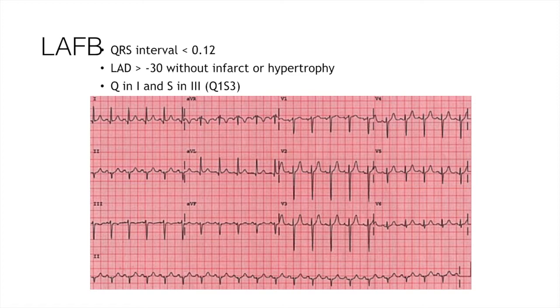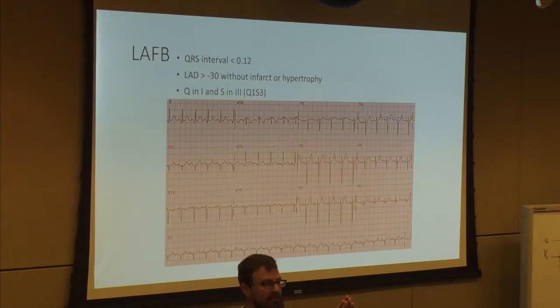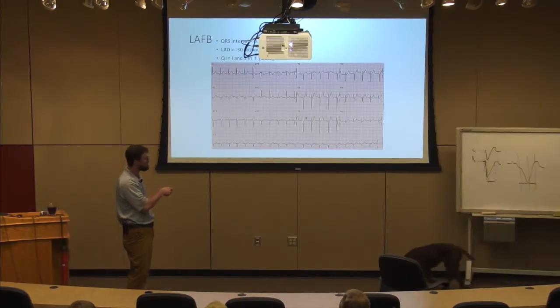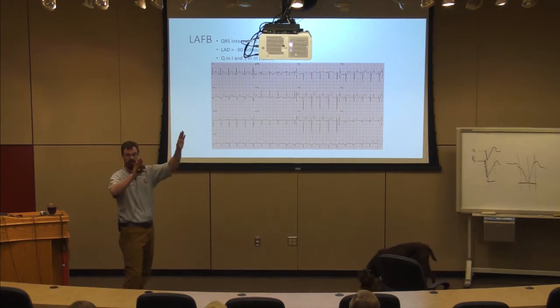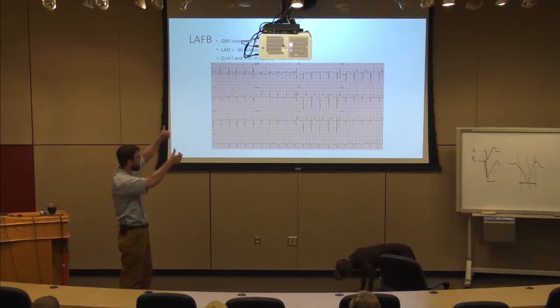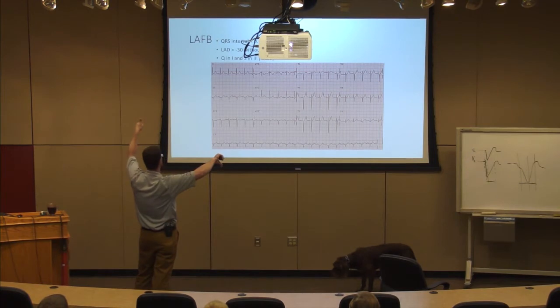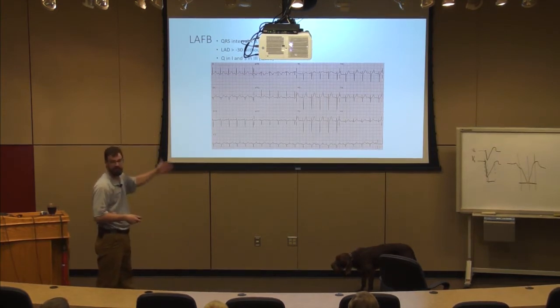Okay, left anterior fascicular block. See, here's a fascicular block, but I'm still narrow, right? Because I don't have asynchronous depolarization. They're both getting depolarized fast, but I have an axis deviation, so now instead of being upright in AVF, I'm down in AVF. And remember, I use 1 and AVF to determine axis. If I'm up in both, I'm normal axis. If I'm down in AVF but up in 1, I'm left axis. If I'm up in AVF but down in 1, I'm right axis. Okay? So that's how I tell axis, right?